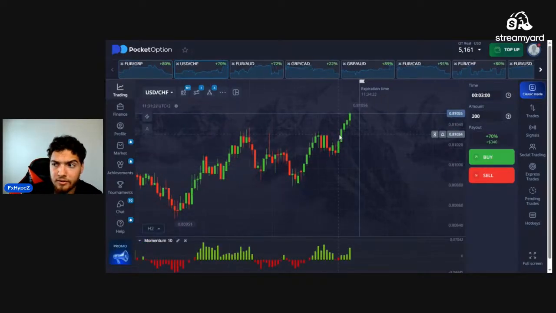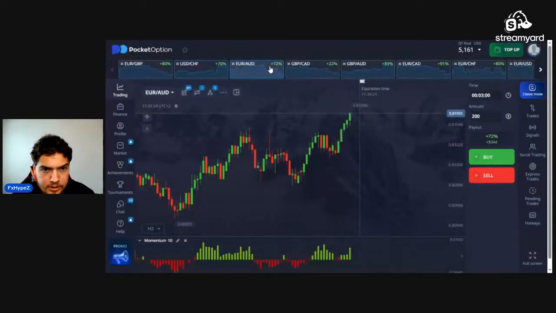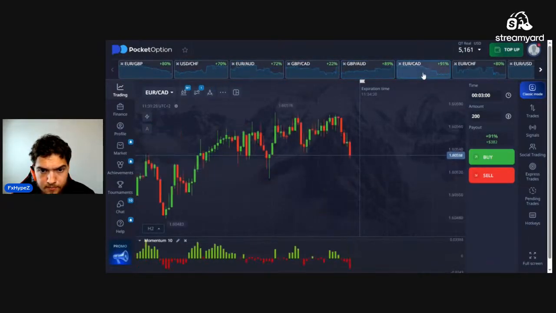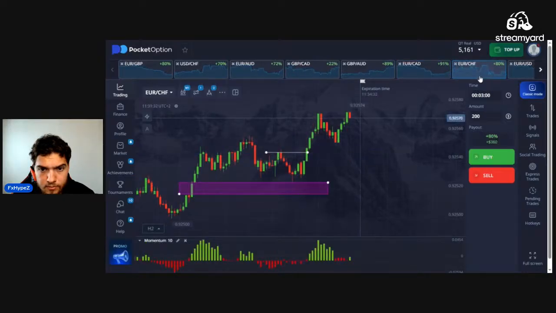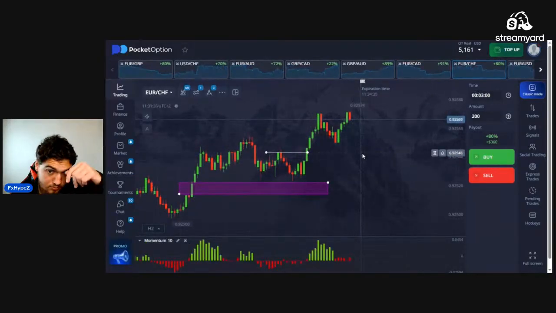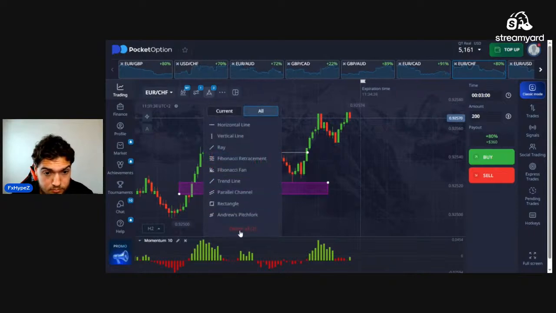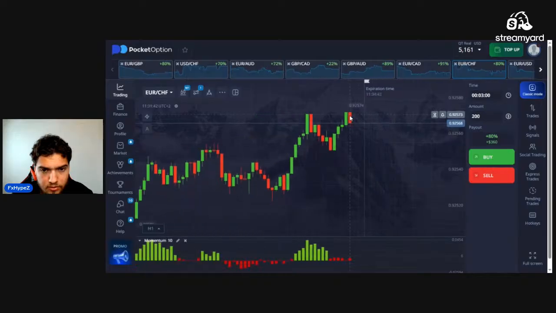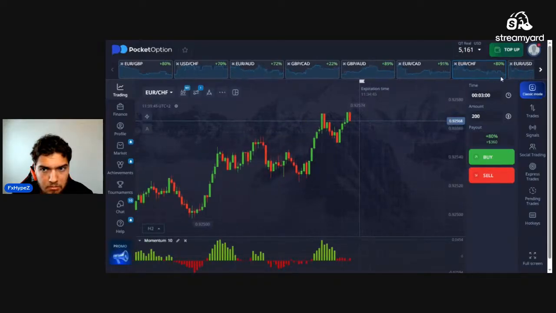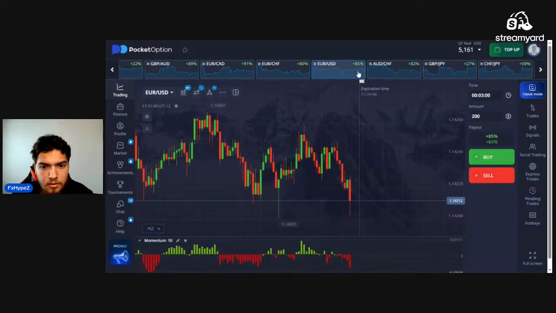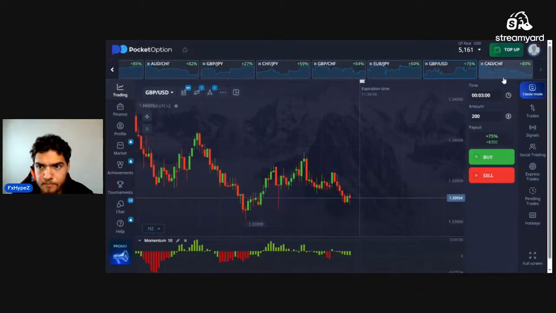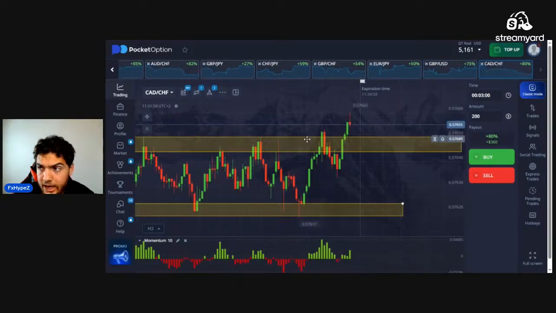Beautiful breakout on USD CHF. Wow, look at that. Sweet as you'd like. Was this a double top? No, it broke resistance. Interesting. Odd CHF, not doing much. CAD CHF broke out.